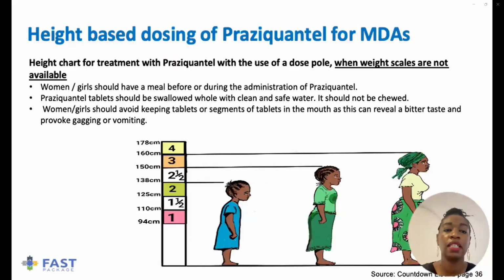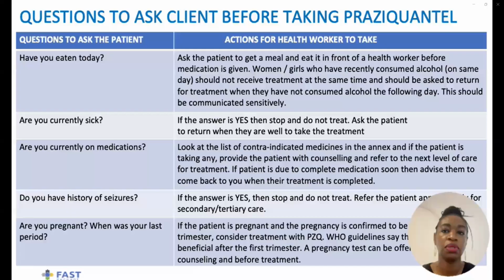So we do have height-based dosing for MDAs most of the time. However, in very rare instances when the weight scales are not available, you may need to use this. However, for treatment of FGS, a weight-based approach is the most preferred and most accurate. So what are some of the questions to ask the clientele before taking the medication? Whether they've eaten, are they currently sick? Remember, this was a negating factor, whether or not to continue the medication, and if they're currently on other medications that might interact with praziquantel.